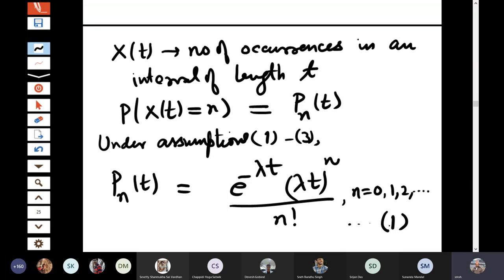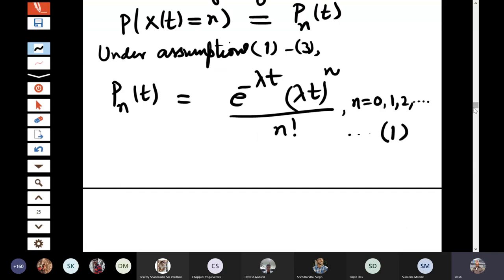So this is basically the probability distribution of the number of occurrences in a Poisson process, where we are looking at the number of occurrences during a fixed time interval. This is basically the form of the Poisson distribution, but let me not use the name at this moment. I will tell it later. So let us go back to the assumptions once again. I have used the notation P_n(t), which means n occurrences in an interval of length t.